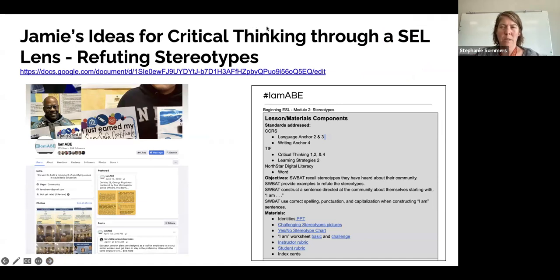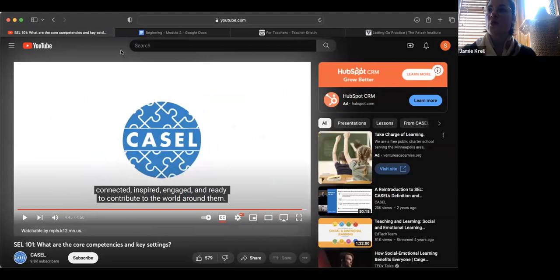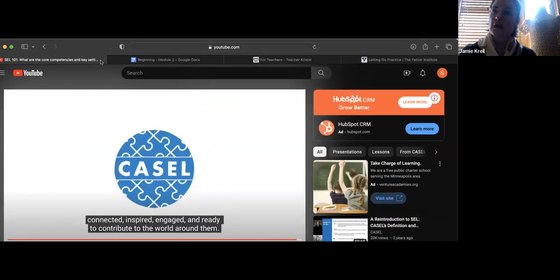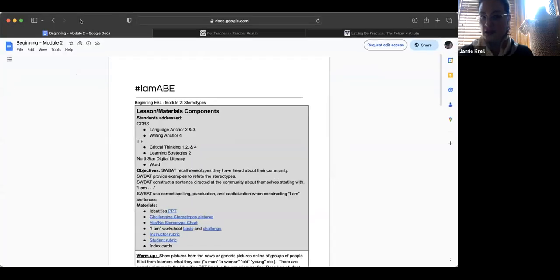So one moment. Okay. That's actually an excellent segue, that discussion about stereotypes, into what I'm going to share with you. So when I was thinking about what would go with the critical thinking skill development through an SEL lens, I thought about this lesson plan here from IMABE.